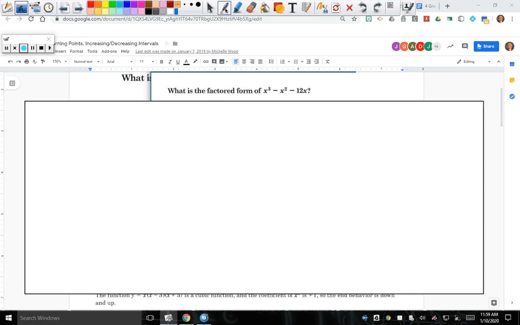Do you want us to do paper notes? Yes, paper notes for sure. All right, this question says, what is the factored form?